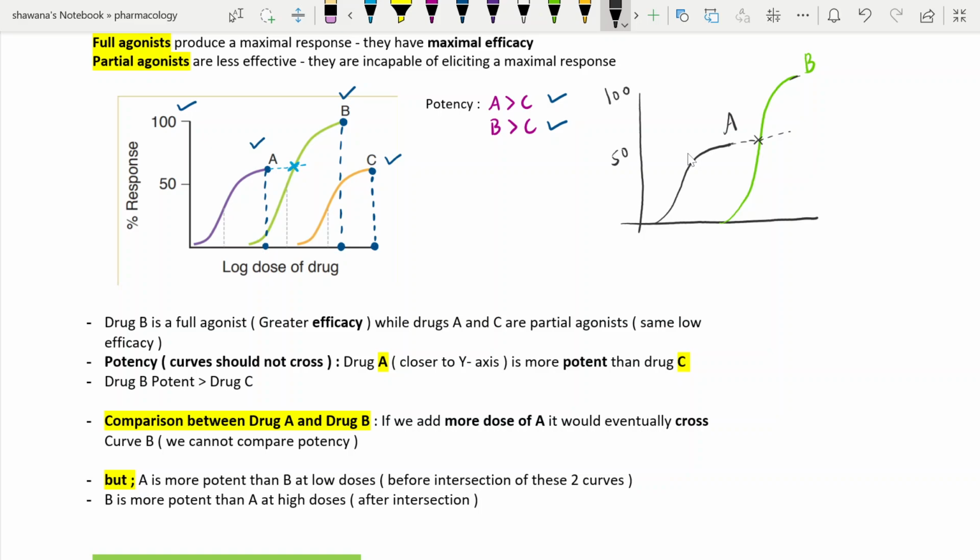It means that A is more potent than B at low dosage, before the intersection of these two curves, and B became more potent than A at higher dosage, after the intersection of these two curves. We can make a conclusion that although their potency cannot be compared because these two curves are intersecting each other, in imagination we can observe that before the intersection A remains more potent than B, and after the intersection, when A is somewhat here, B is closer to the y-axis and B is more potent than A.